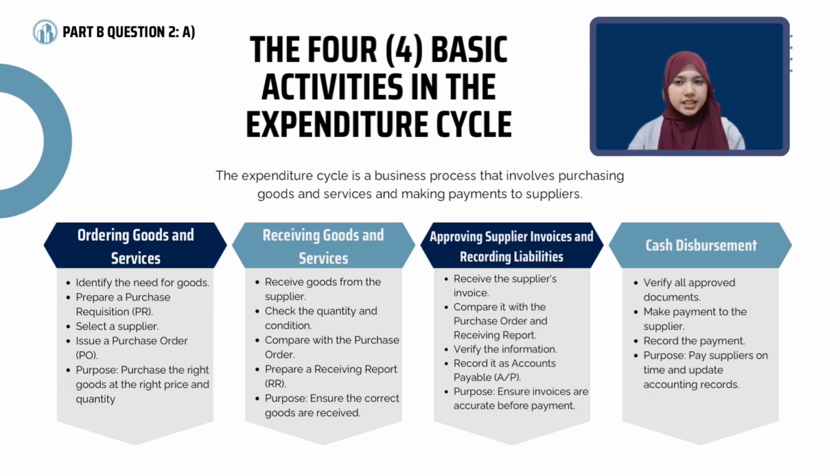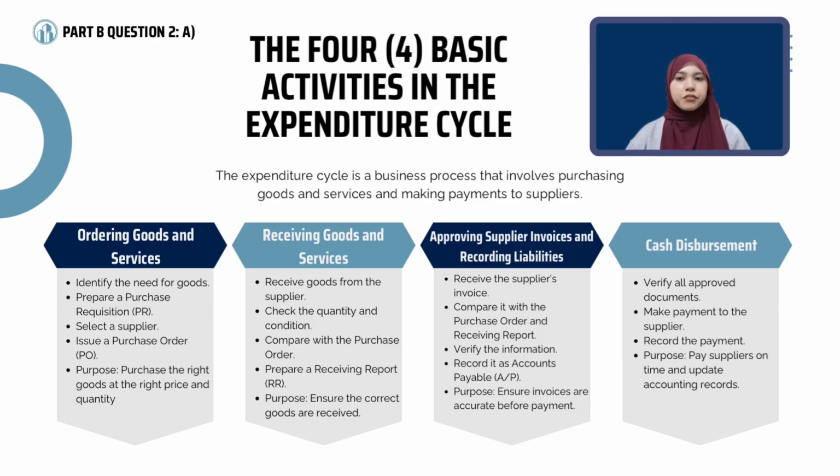and price. The next activity is receiving the goods and services ordered from the supplier. The receiving department checks the quantity and condition of the items against the purchase order or packing slip to ensure that the correct goods have been delivered. After verification, the goods are accepted and stored, and a receiving report or related document is prepared for record purposes.